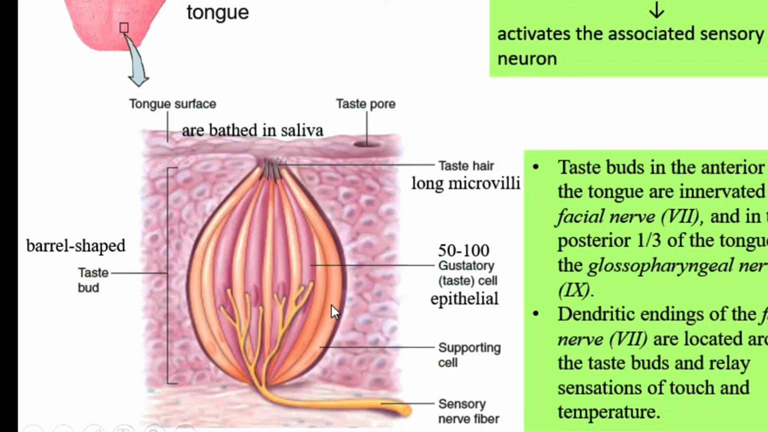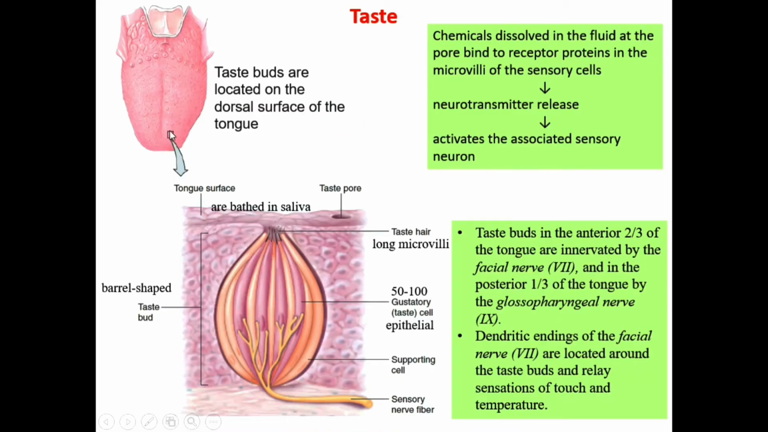And in here there are some other cells. They are the supporting cells. Between each gustatory taste cell there is a supporting cell, and this whole structure is called the taste bud. There are lots of taste buds, as you see in the picture. This is a small part of the tongue, and there are lots of taste buds. Also there are 50 to 100 epithelial taste cells in each taste bud. And in here, as I told, this is a taste pore.